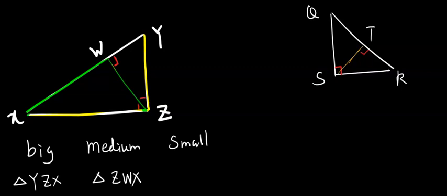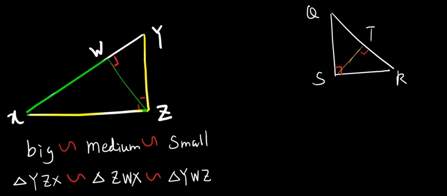Okay, let's write for the last one, the smaller one. The small triangle is Y, W, Z. Alright, don't forget to add similar. The bigger triangle is similar to the medium-sized one and similar to the smaller one. Okay, let's write a proportional relationship.